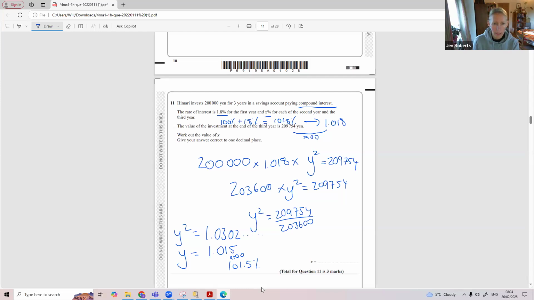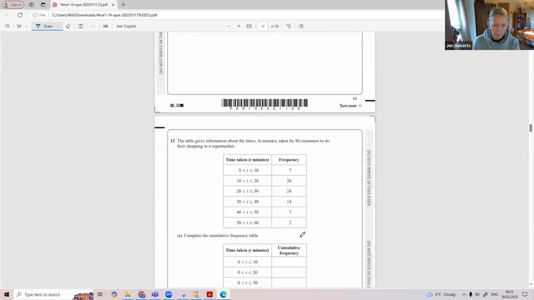From here, we did 100% plus 1.8% to get this. We need to take off 1. To get back to our 1.8% here, we do 101.8%, take away 100%. So let's take 100% off here. And we get 1.5%. So that is your percentage increase for the second and third years to 1 decimal place.